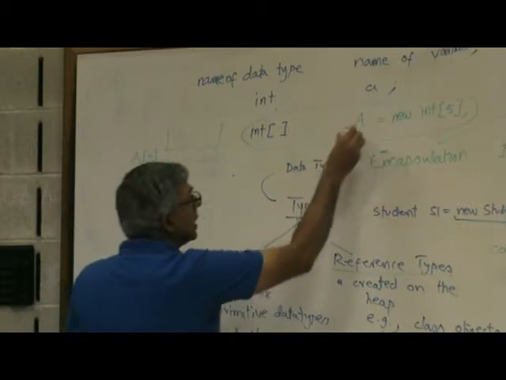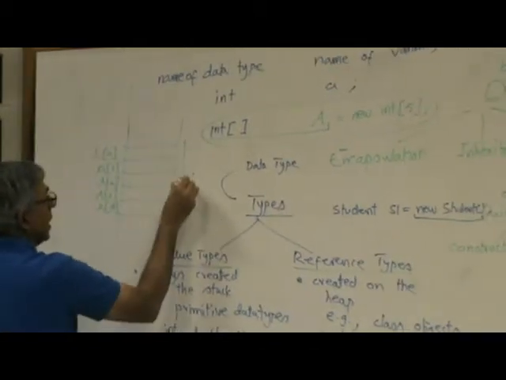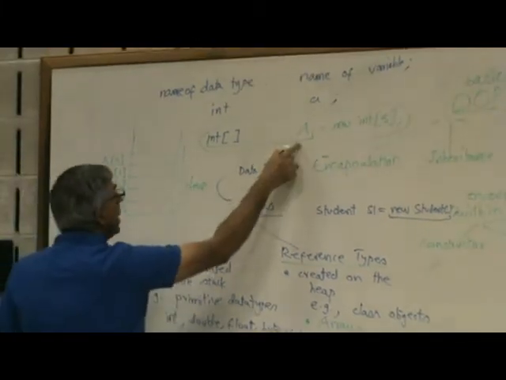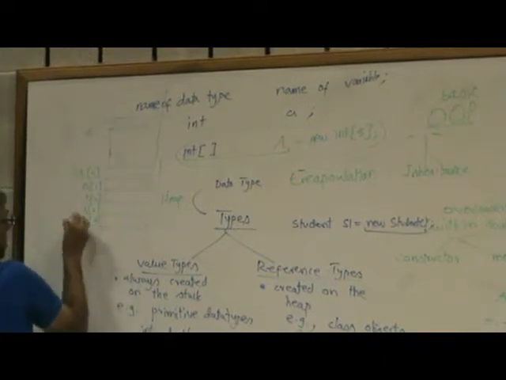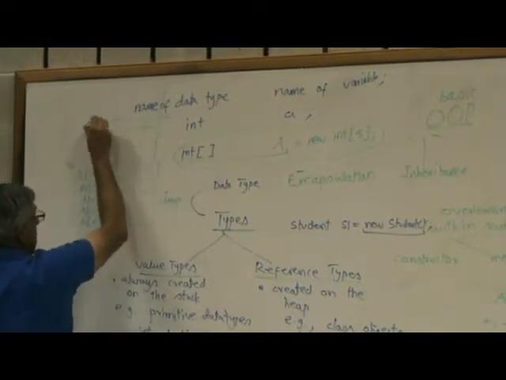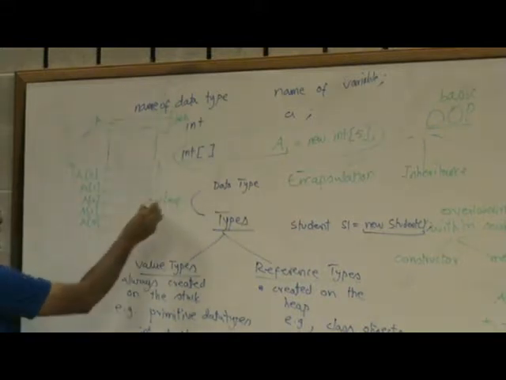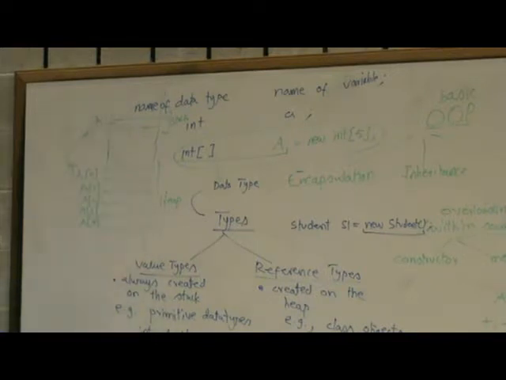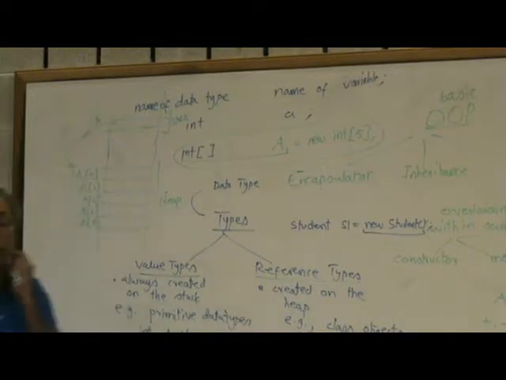So what is this part? This will come from the heap. Think of A as a reference, meaning like a pointer, which will point to over here. So this reference A will be created in the stack area, and this actual memory will come from the heap area, exactly just like when we were creating a student. So that's how easy it is to create an array.